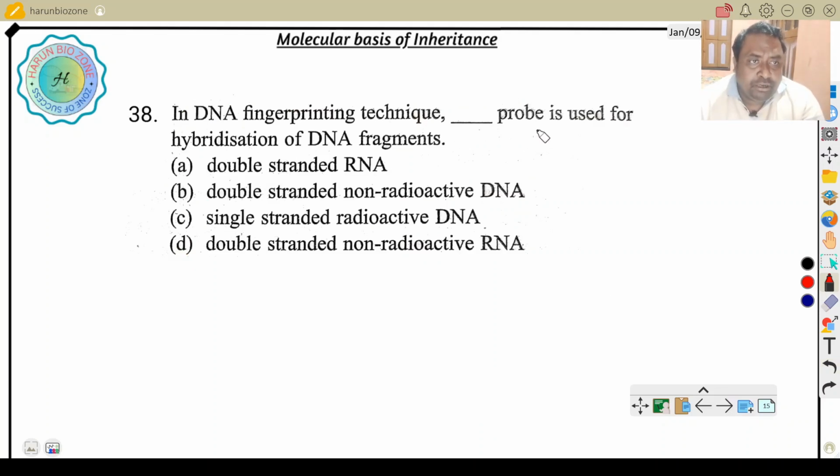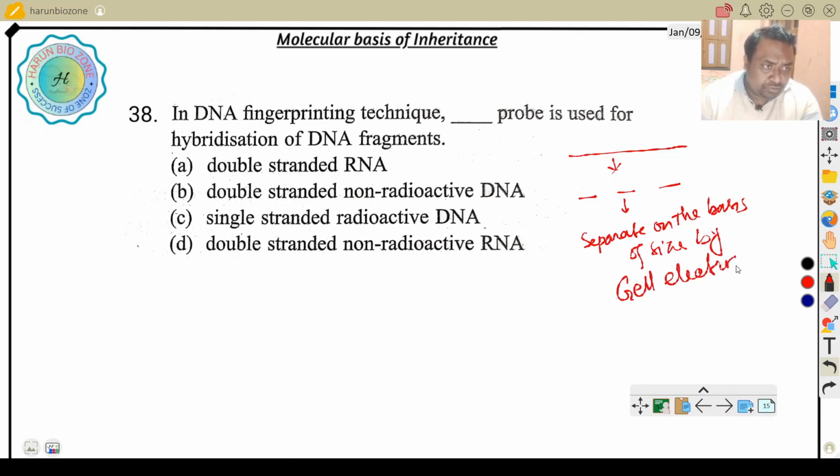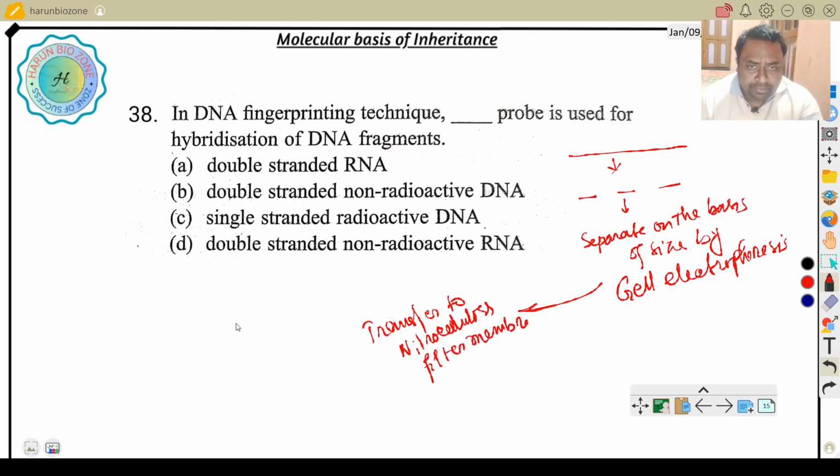In the DNA fingerprinting technique, a probe is used for hybridization of DNA fragments. Suppose this is DNA, cut by restriction endonuclease into small pieces, then these are separated on the basis of size by gel electrophoresis, then transferred to a nitrocellulose filter membrane. Suppose this is the nitrocellulose filter membrane, this is the DNA sequence.